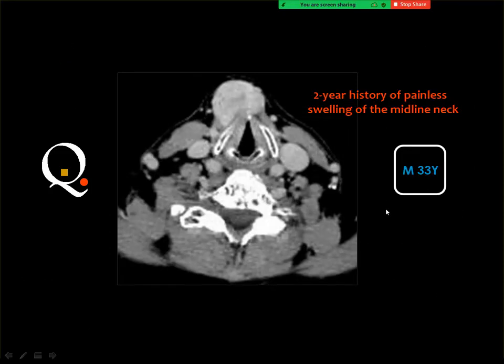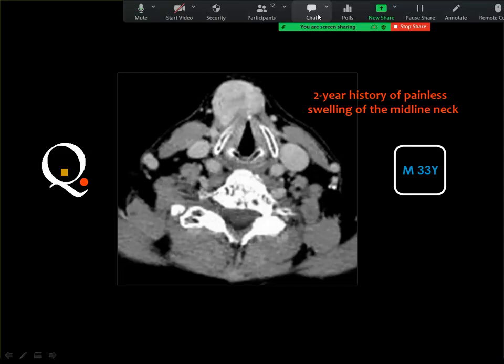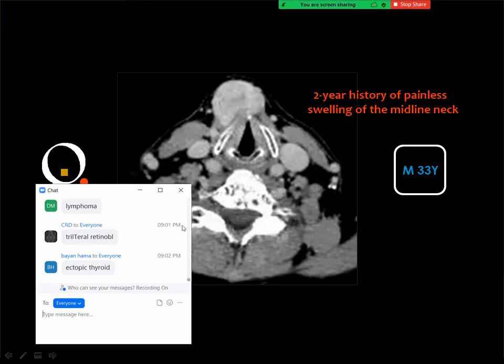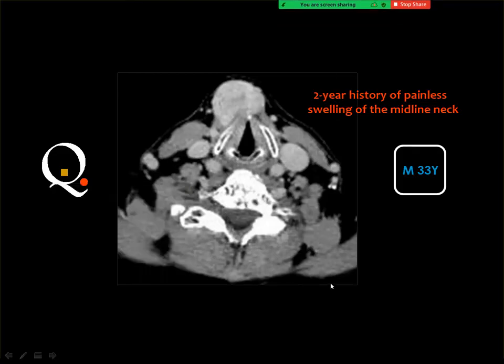Male, 33 years old, with a history of swelling in the midline of the neck. Ectopic thyroid. Actually, let us say it's not the right answer, because you know that whenever the thyroid is ectopic, the most common location is at the base of the tongue or in the floor of the mouth.